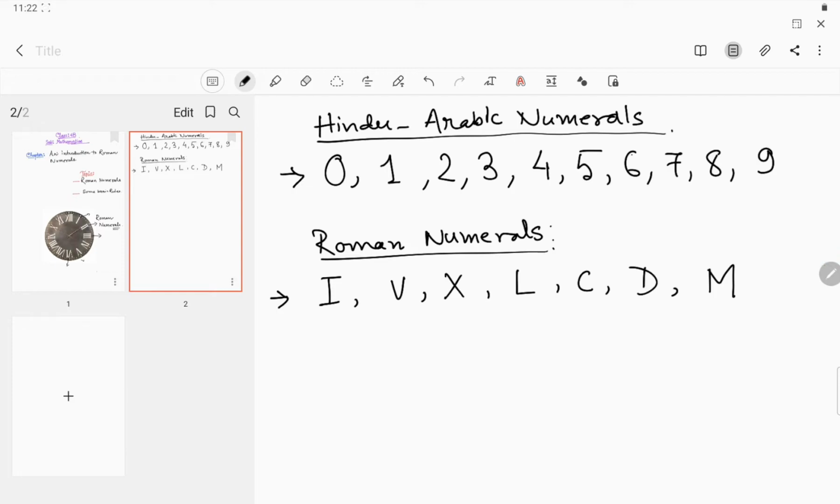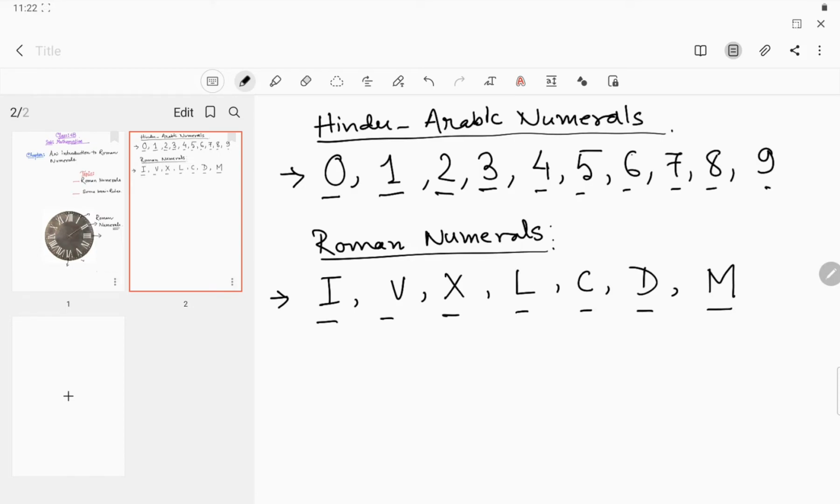So we are very much familiar with these digits or numerals: 0, 1, 2, 3, 4, 5, 6, 7, 8, 9. And these numbers are called Hindu Arabic numerals. And these letters, I, V, X, L, C, D, M, they are not alphabets.